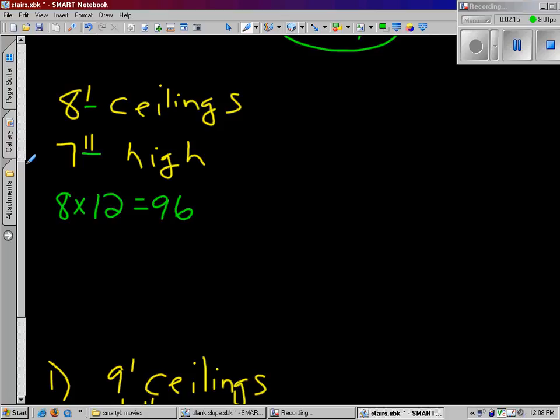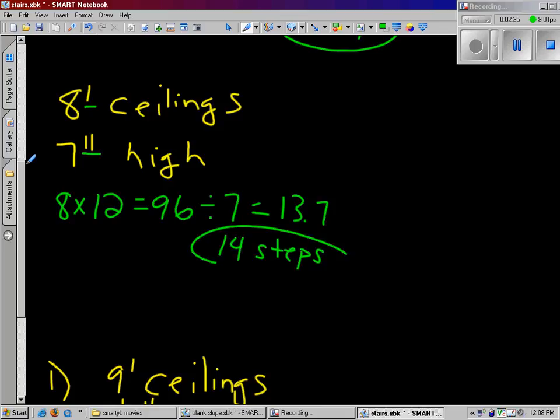And then I take 96 divided by 7 because each step is 7 inches tall. And this one you get a nice long decimal, 13 point, we'll just round it to 13.7. But again, I cannot have 0.7 of a step. So this is going to take 14 steps. That's it. Finding the number of steps really isn't too difficult.